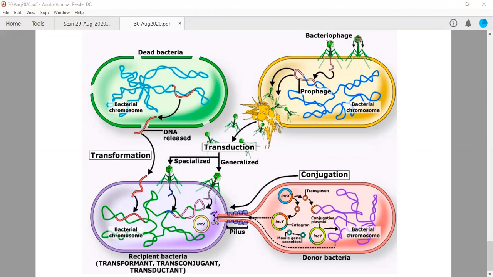So when this bacteriophage infects the previous bacterial cell, it will take up some of the genes of that particular bacteria. And when it infects a new bacterial cell of the same species or some related species, it will transfer that segment of DNA, which is carrying some genes, into the new bacteria. Then this DNA fragment can be integrated into the bacterial chromosome, and this integrated form is known as prophage.